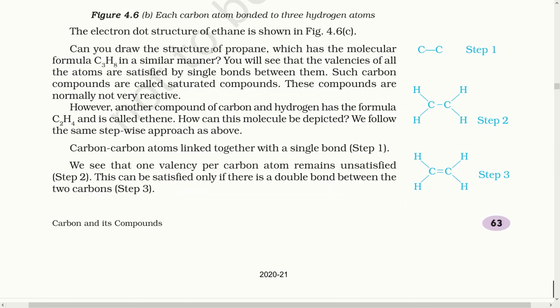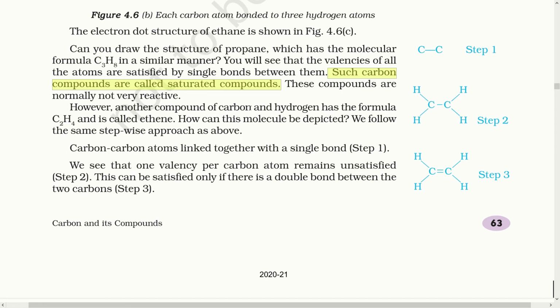Now let's study the structure of propane, which has the molecular formula C3H8, in a similar manner. You will see that the valency of all the atoms is satisfied by single bonds between them. Such carbon compounds are called saturated compounds. Here you can see the carbon atom and the hydrogen have formed a bond by sharing only one electron. These compounds are normally not very reactive.